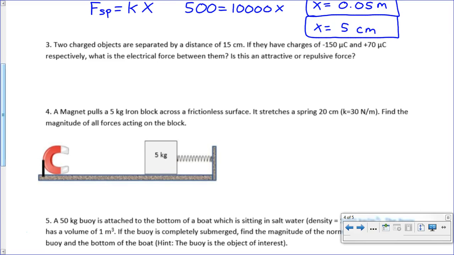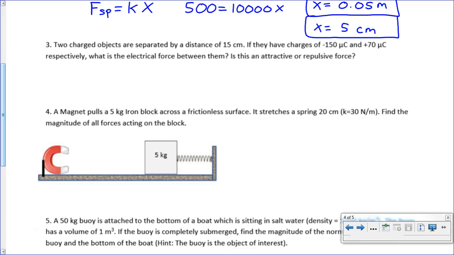Okay, this one, it says 2 charged objects. That lets you know that you're talking about an electrical force. It's separated by a distance of 15 centimeters, and they have charges of negative 150 microcoulombs and 70 microcoulombs, respectively. What is the electrical force between them? Is it attractive or repulsive?